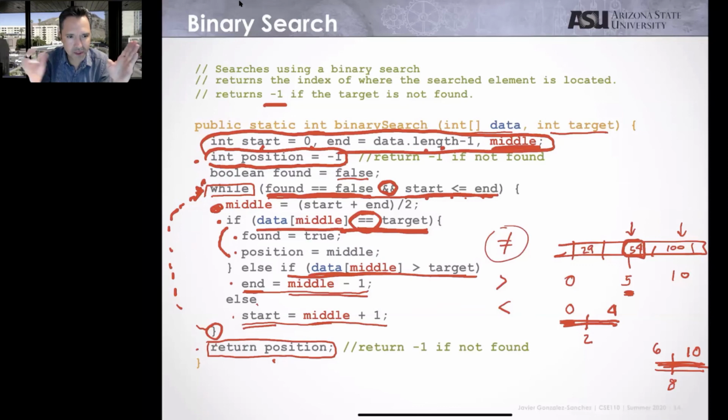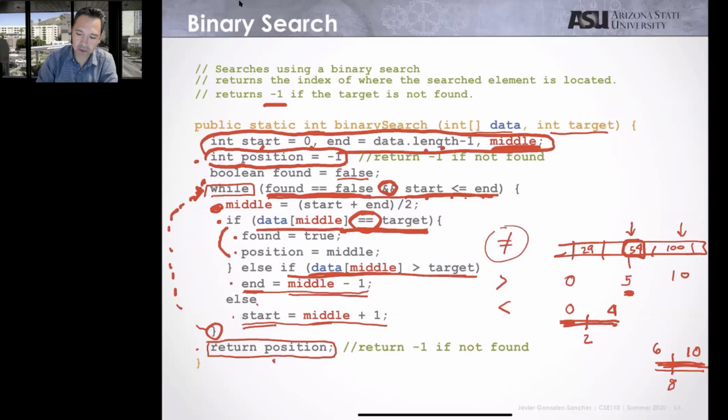Depending on what I am searching for, I am searching here between 0 and 4, and the middle now is 2, like in my example with the 29, or I am going to be searching here between 6 and 10, and now my middle is the element 8. And what is going to happen?